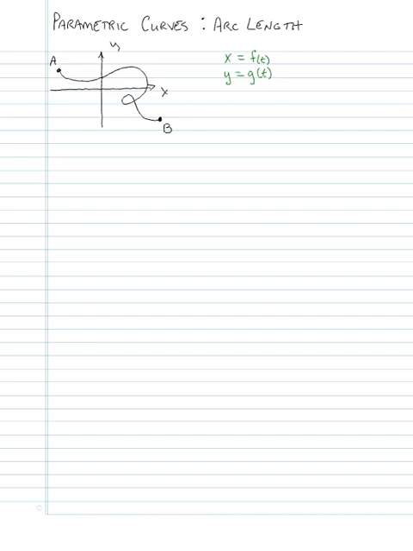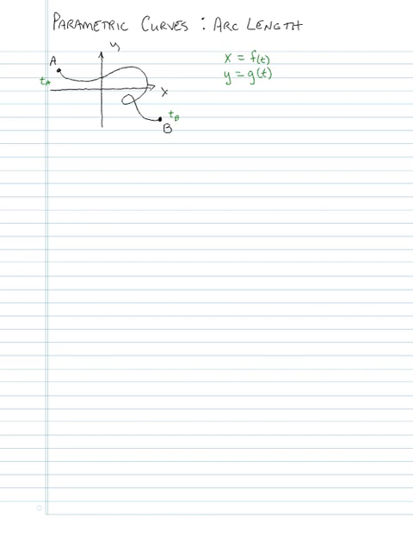Now that means that associated with this beginning point, we have some parameter value. And so I'm going to call that parameter value t subscript a. So it's the value of our parameter at that point a. And likewise here, I'm going to call the value of the parameter that gives us this point b, t subscript b.